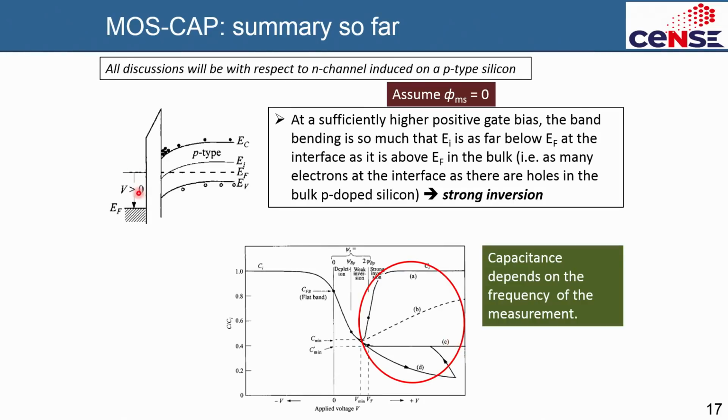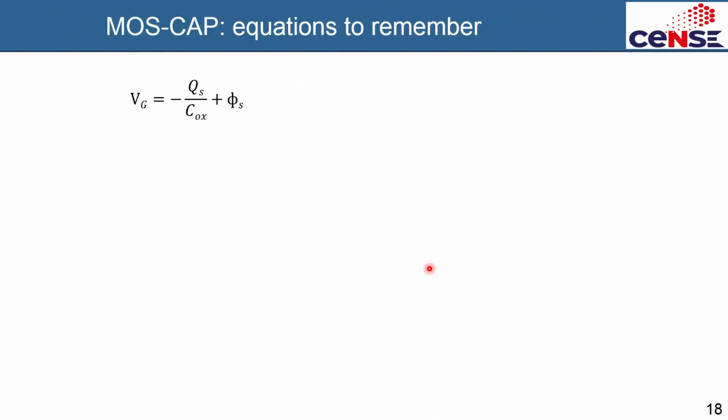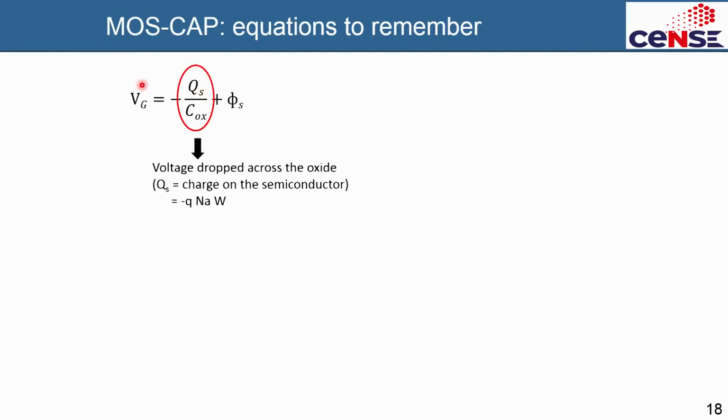If the capacitance is low, then the minority electrons will get enough time to generate, and you will recover the capacitance once again here. Because any change here will be followed by the electrons here, you will essentially get the oxide capacitance, which is this. This is the total voltage that you apply on the gate. Some of it drops on the oxide, some of it drops on the semiconductor.